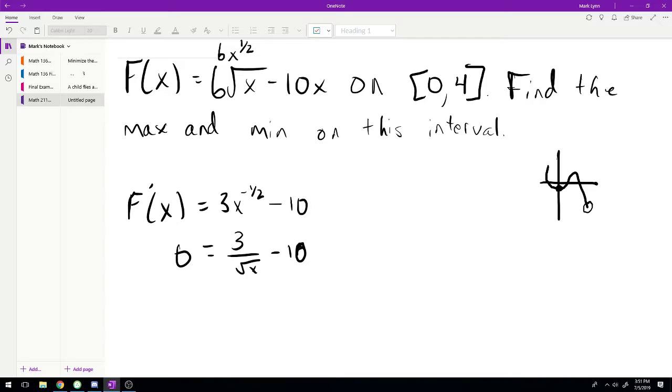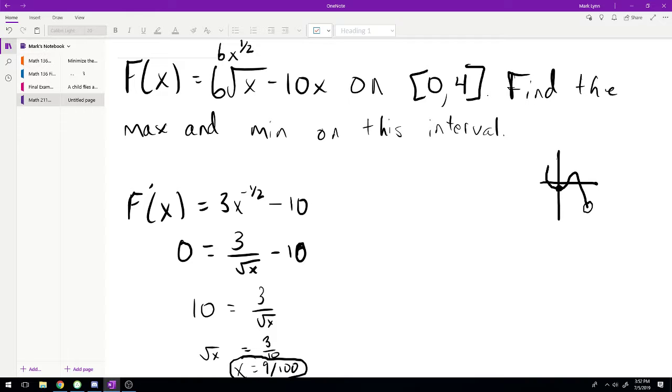And if I set this equal to 0, then I will figure out a maximum or minimum. So 10 would equal 3 over root x. Root x would equal 3 over 10. And so squaring both sides, I would get that x is equal to 9 over 100.